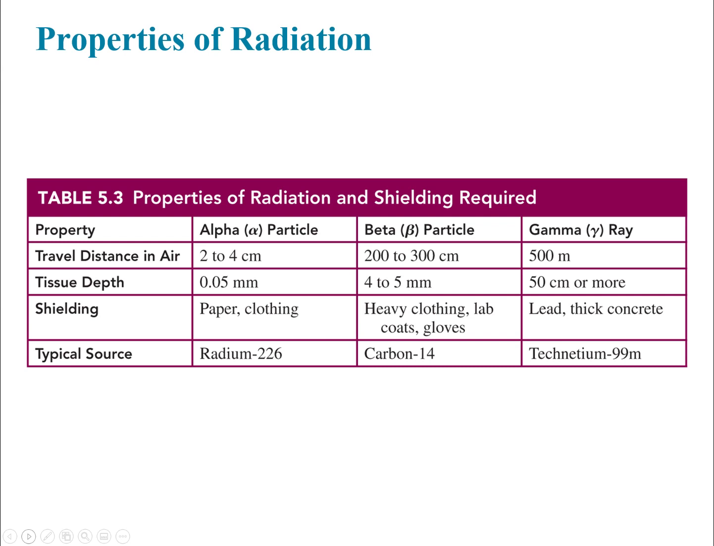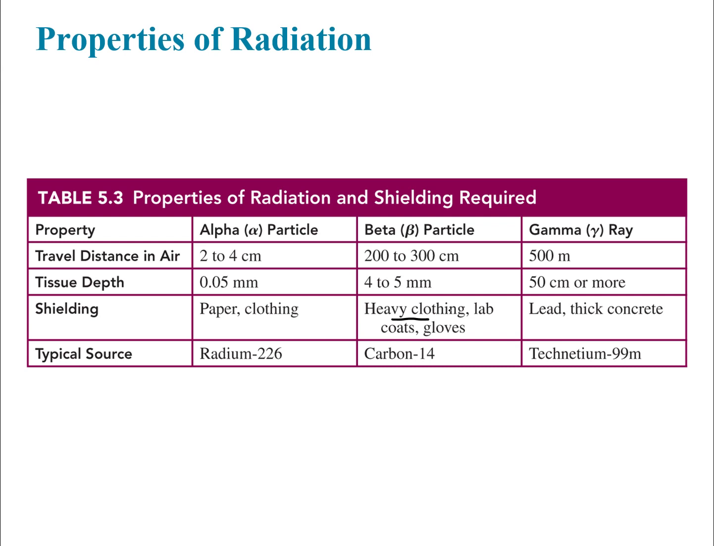Beta particles travel a bit further. So they can travel a few hundred centimeters. And they can penetrate tissue quite a bit better than alpha particles. So when you're working with a beta emitter, you're going to need heavy clothing, lab coat, gloves, for sure.